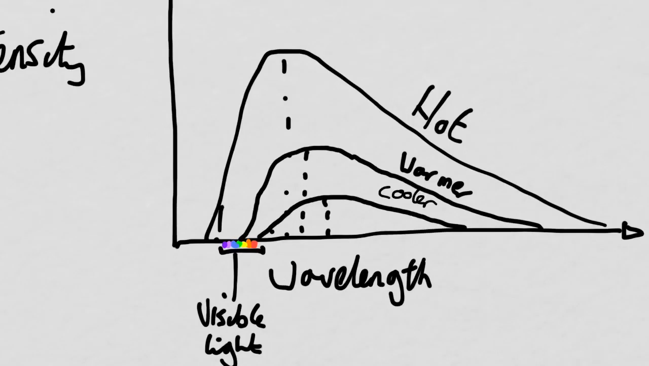Now you can see here that it's actually starting to emit across the entire visible light part of the spectrum. So this object will actually start to glow white hot. It will glow white because it's emitting all of the visible light wavelengths. Those are going to mix together to make white. Now it's actually emitting more red than it is violet, so it will be a slightly pinky red colour. It will look almost white.